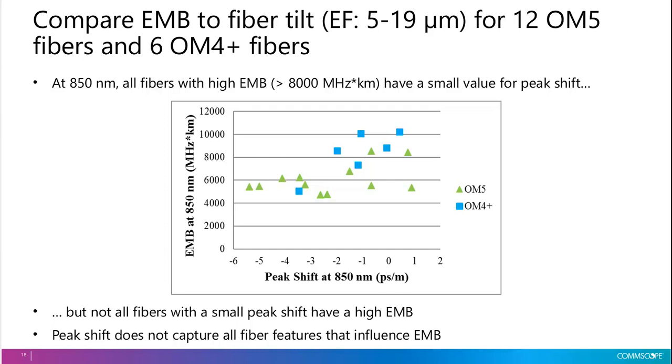So it's like saying all squares are rectangles, but not all rectangles are squares. The fibers with a very high EMB had a small peak shift or small tilt, but not all the fibers with a small tilt had a high EMB. So this is evidence that this peak shift parameter isn't capturing all of the information EMB captures. And really any tilt parameter is going to have a similar problem.